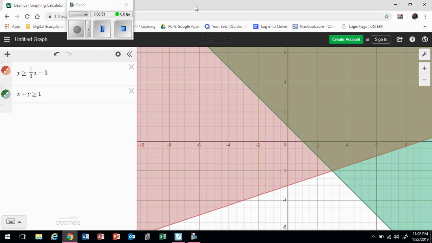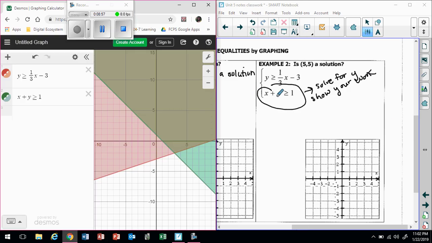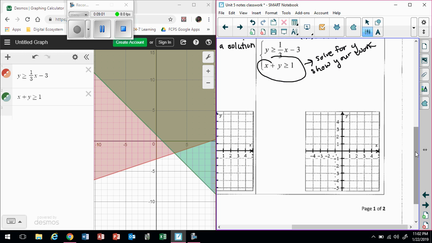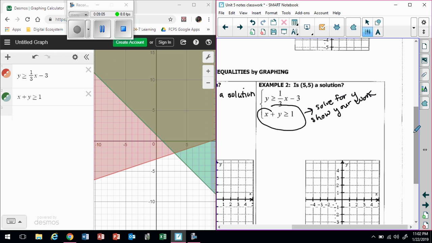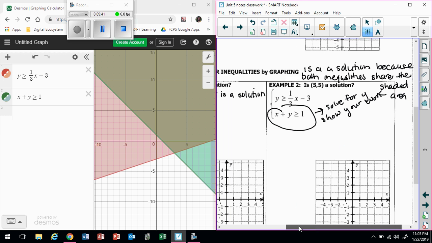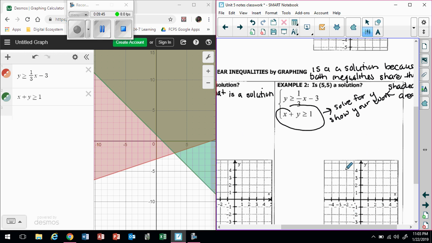So let me split the screen again. Hold on, give me 1 second. All right, so we could say here for this one that 5, 5 is a solution because both inequalities share the shaded area. Wonderful. I want you to make sure that you do the work. I want you to graph these inequalities. I want you to make sure that they're accurate, please.